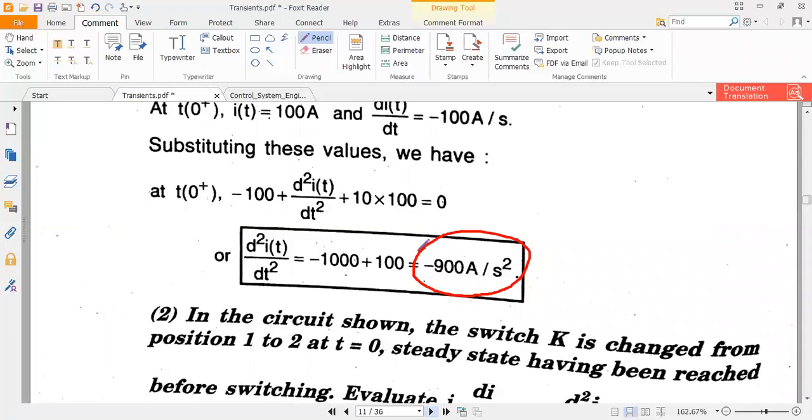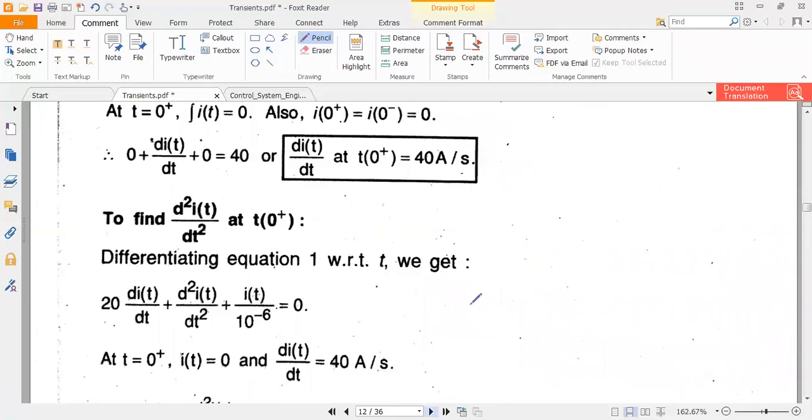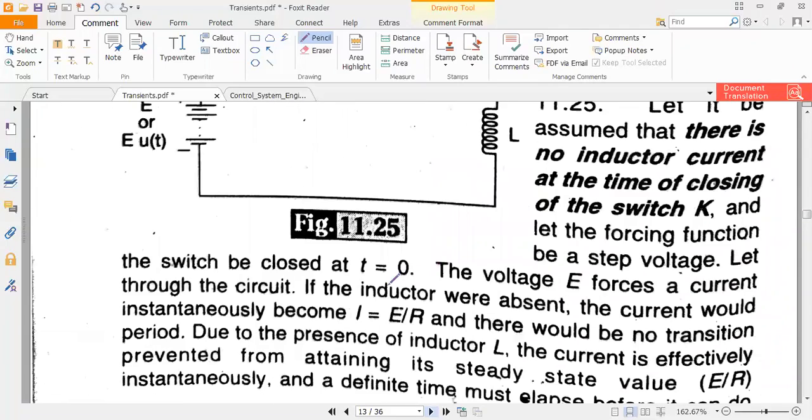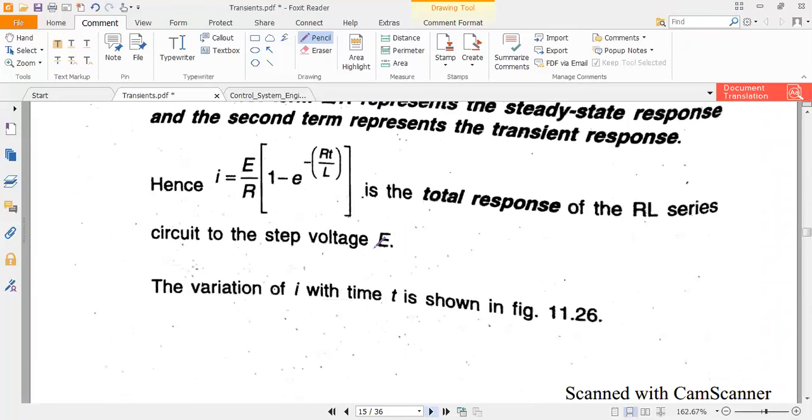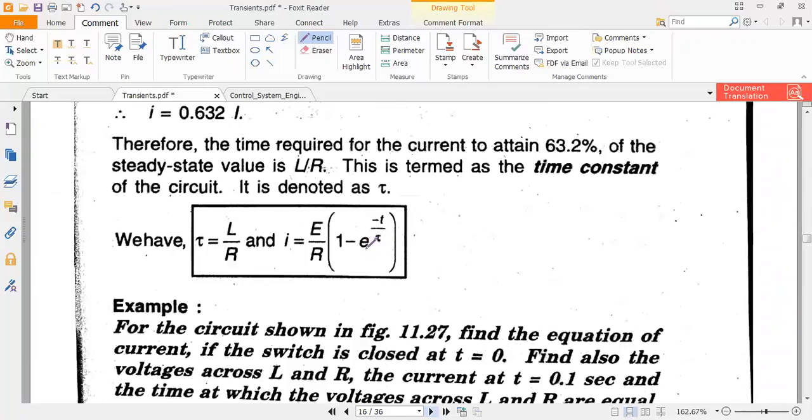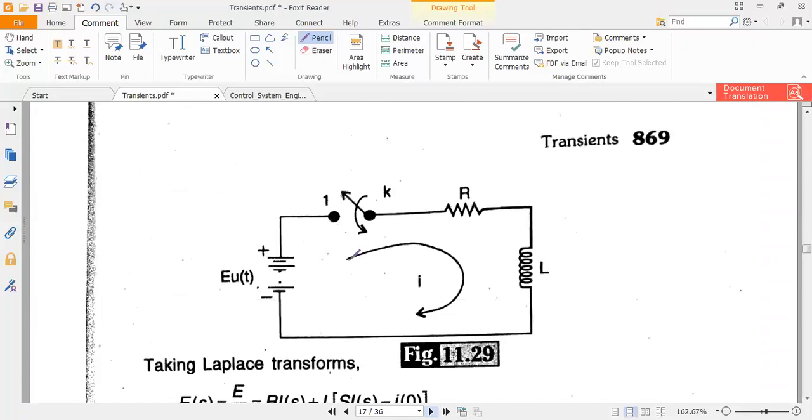Okay, so this is how you have to solve the problems based on the concepts that we have discussed. Similarly, let me go for another case, a problem based on the RC circuit or RL circuit. Yeah, RL circuit.